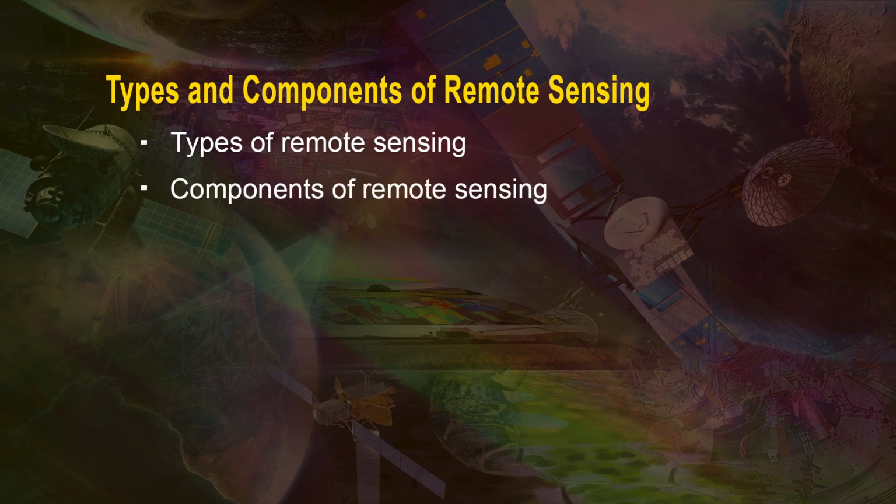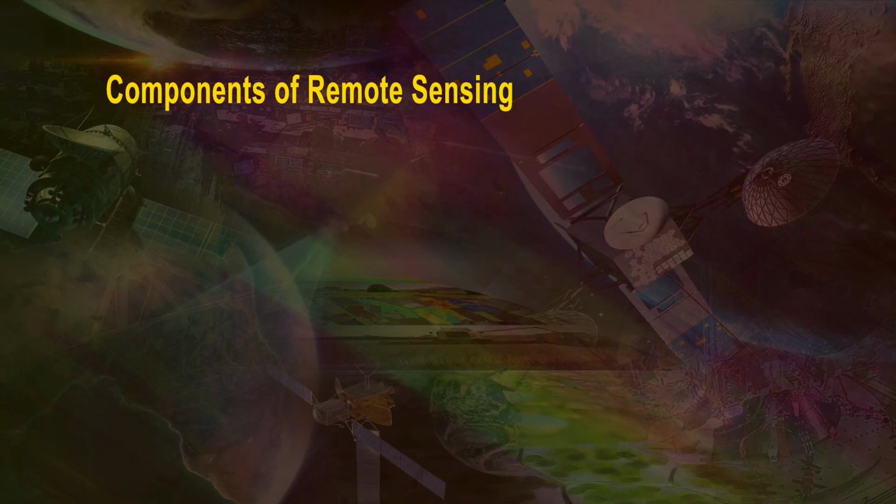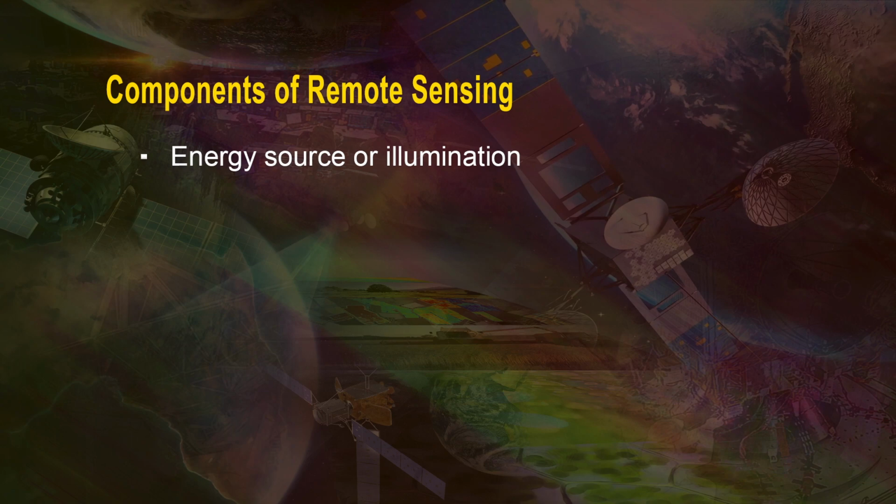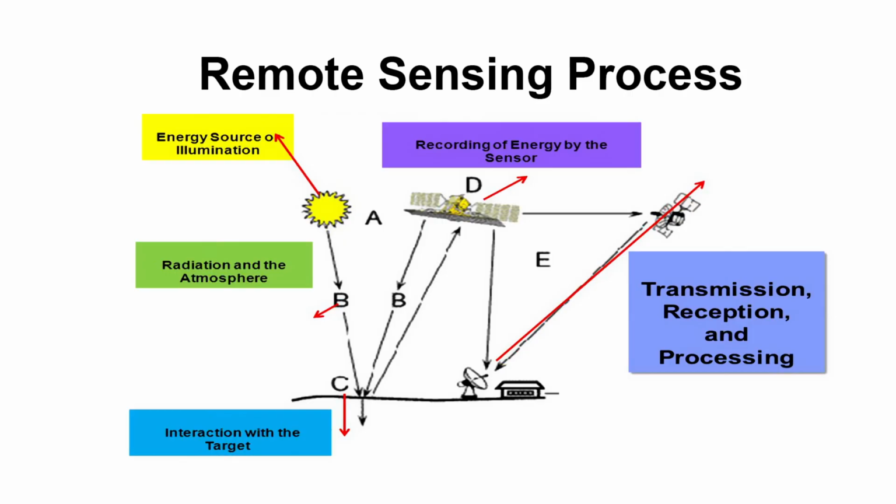Components of remote sensing. The methods of collection, processing and interpretation of remotely sensed data are very diverse. An image sensing system has the following essential components. Energy source or illumination. The first requirement for remote sensing is to have an energy source which illuminates or provides electromagnetic energy to the target of interest.